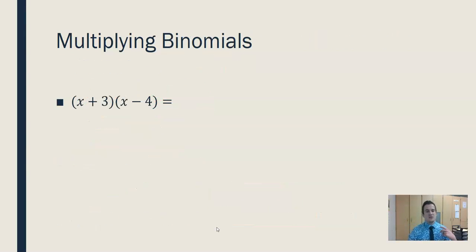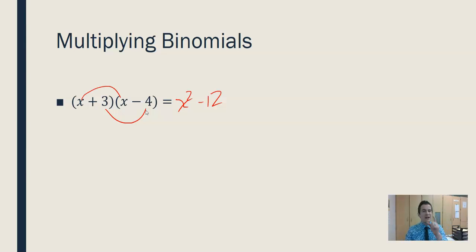Okay, so now let's talk about multiplying binomials. Traditionally, when someone sees this problem, this is what I see a lot of the time. This is what I see people writing the answer as. X squared minus 12. Here's my x times x. Here's 3 times negative 4.